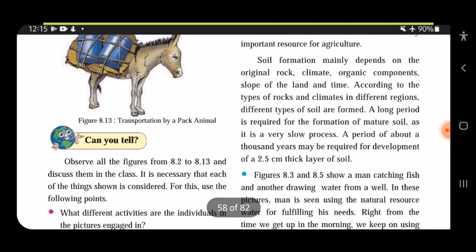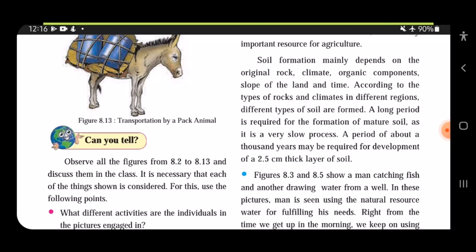Soil formation mainly depends on the original rock. How do you get soil? By the weathering of the rock. The rock becomes a powdery form. Climate, organic components, slope of the land, and time also matter. According to the type of rocks and climates in different regions, different types of soils are formed. We had seen in the chapter on rocks and rock types that we get different kinds of soil. We get different colors of soil also.